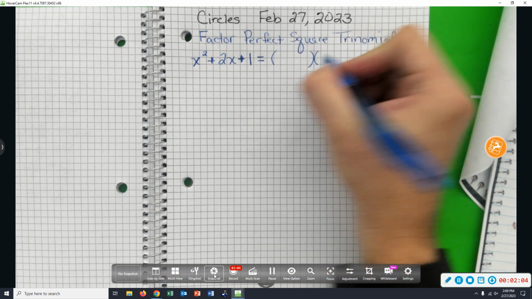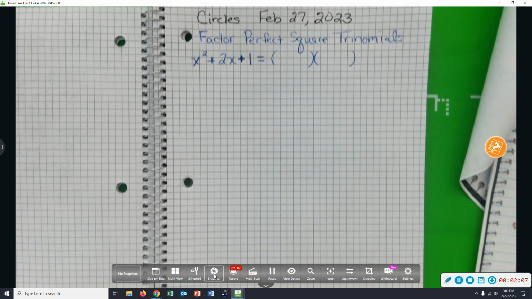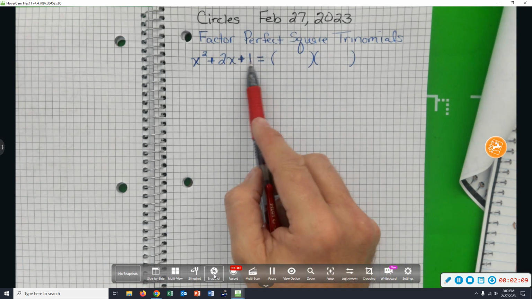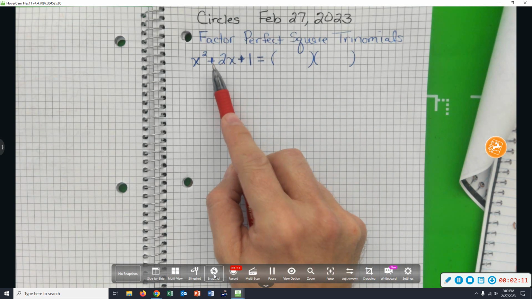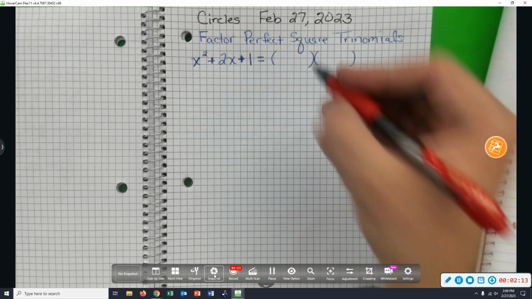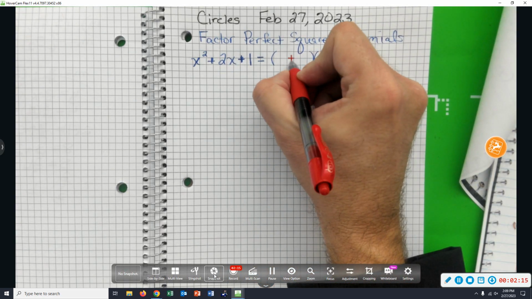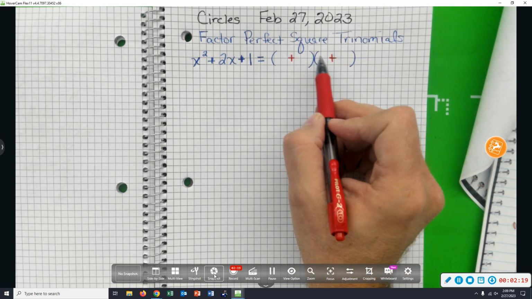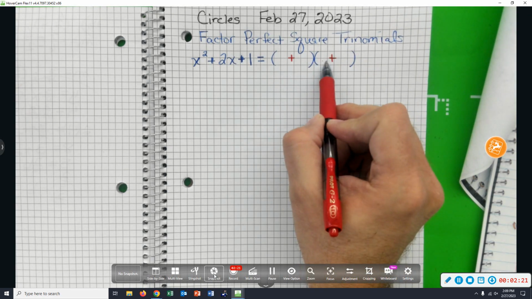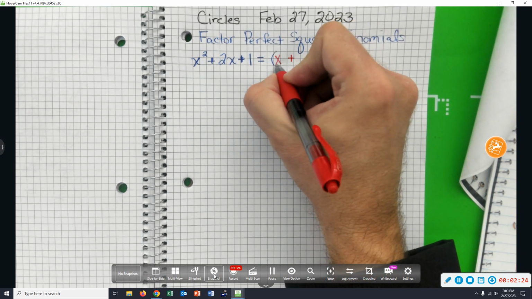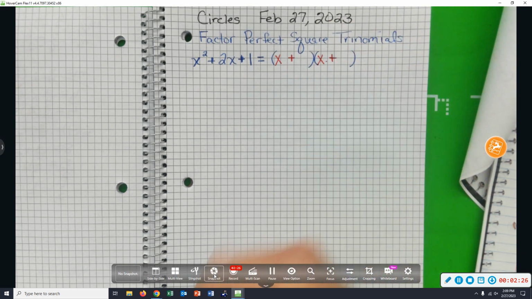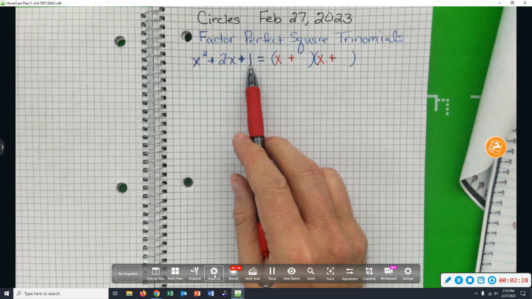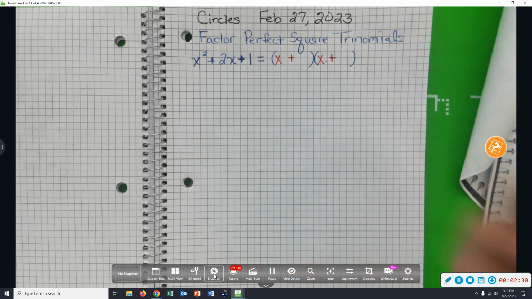Let's draw two sets of parentheses. The second sign is plus, so we have 2 pluses. And now the first position is pretty easy. What am I going to put here and here? Just x. And I'll be darned, there's not a lot of possibilities for 1. 1 times 1.